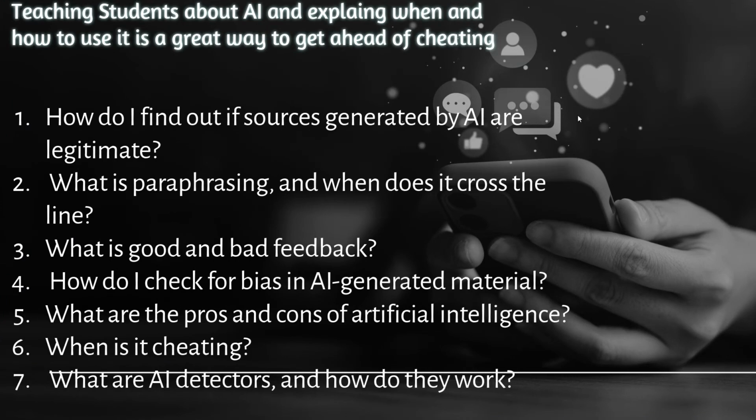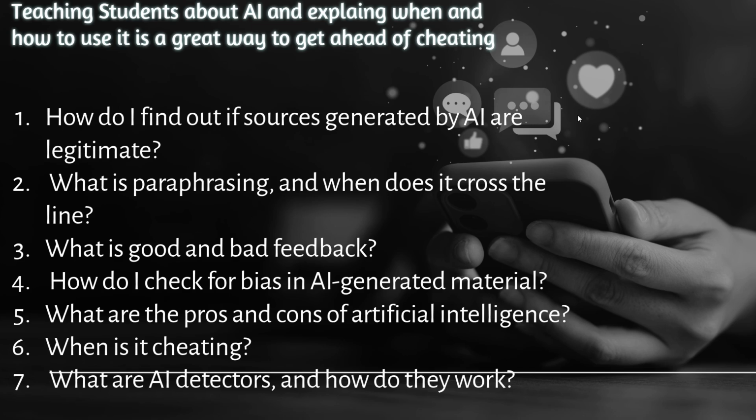So how do you find out if a source is generated by AI, and how are they legitimate? We need to teach them what paraphrasing is and when it crosses the line. So we need to know what good and bad feedback is. When you're using AI to help you rewrite something, what is good feedback? What is bad feedback? How is it actually helping you?